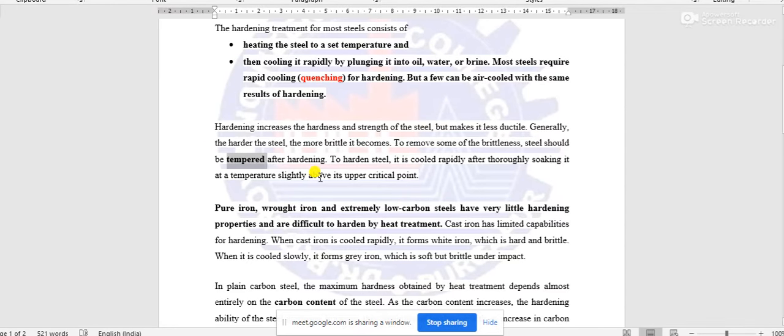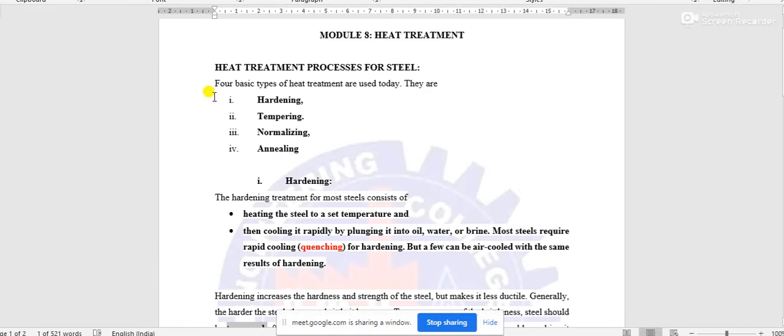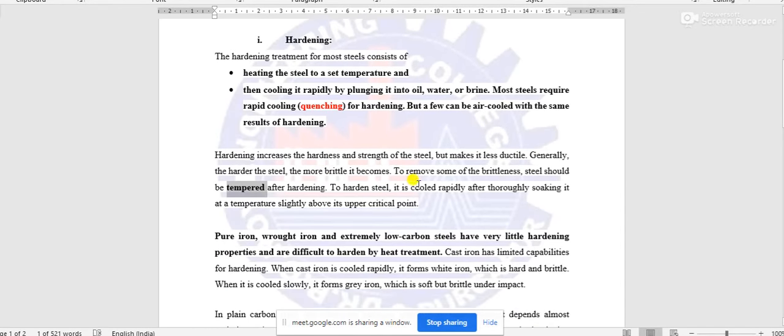If we go to the four processes of heat treatment, there is one treatment that is called tempering. After hardening the steel, to reduce the imparted brittleness in the steel, we may get help from this tempering process. Tempering means nothing but to heat the steel by some heavy weight. That is the simplified form of tempering.